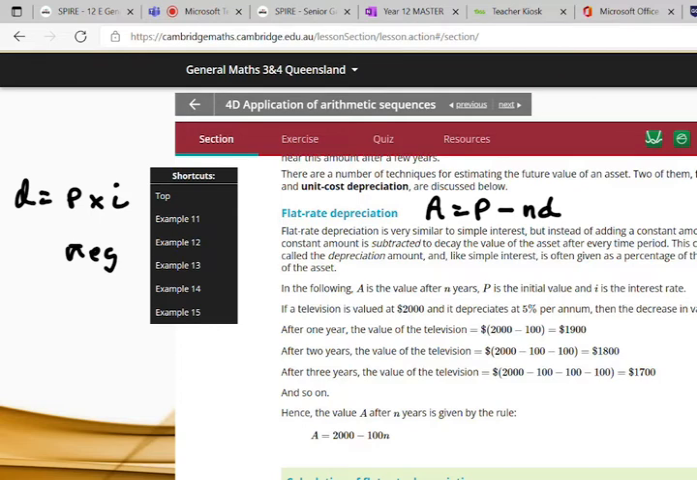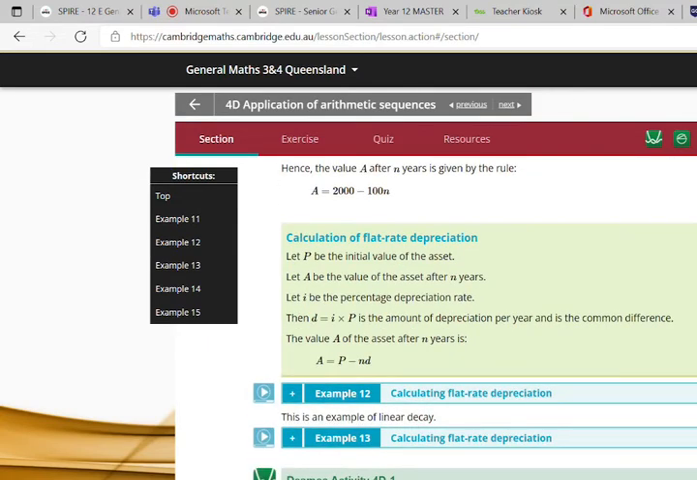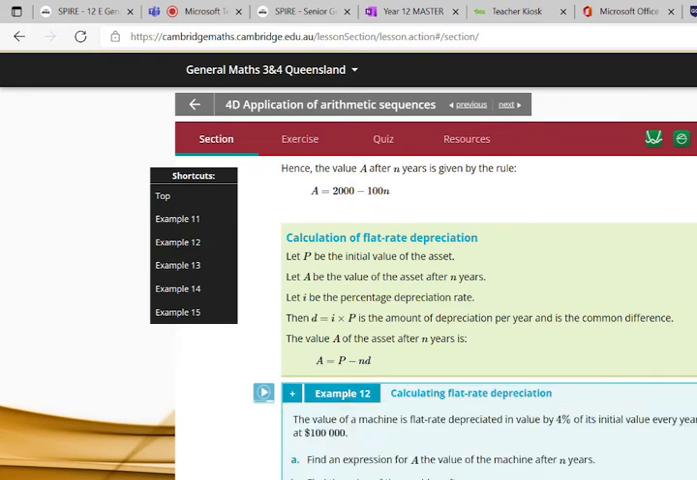So depreciation, you're simply going to subtract instead of add. With interest, you're going to be adding. You're going to be earning money. And those are the only two pieces of the formula that are different, the plus and the minus. So let's look at an example calculating the depreciation.